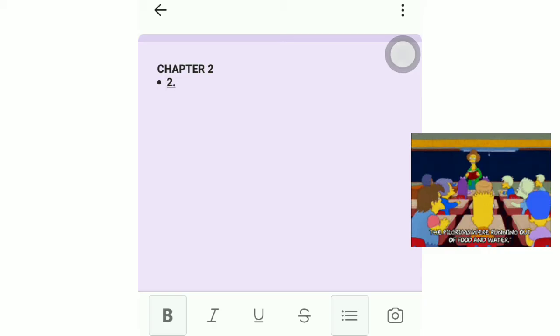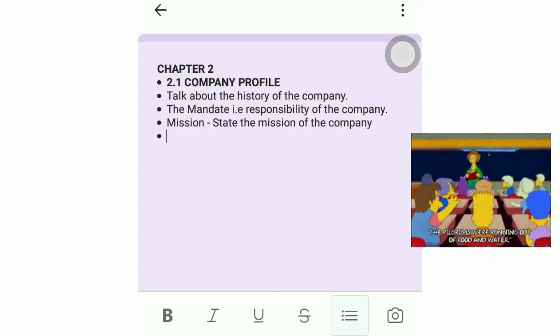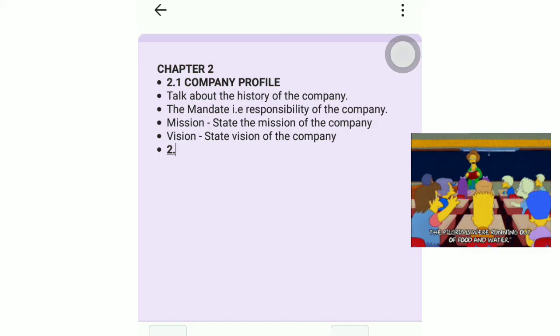So you're going to write the name of the organization and then give its profile. So first you need to talk about the company, like the basics of a company. You can get this from the website, and then you give the history of the company. You can also get this from the website of the company, and you tell us the mandate of the company, which is the responsibilities of the company. You tell us the mission, the vision, the core values of this company. These are things that you can get from the company's website or ask anyone in your company.